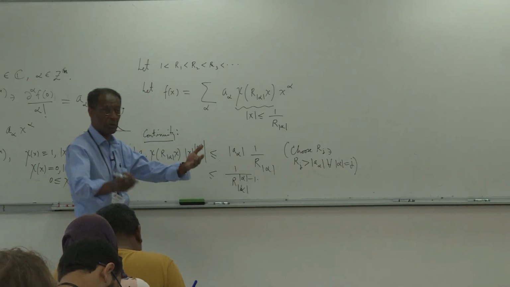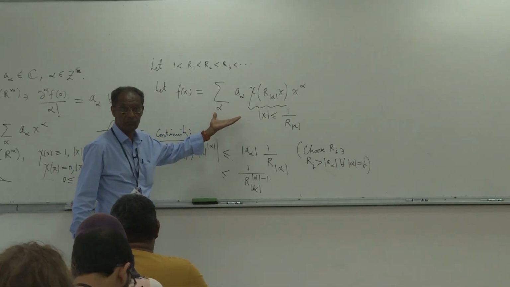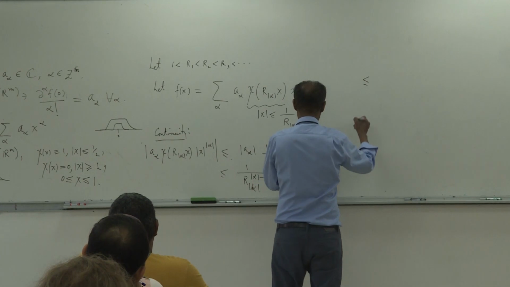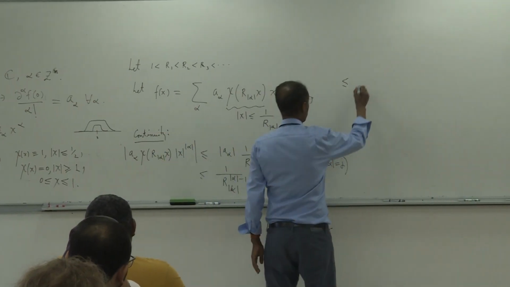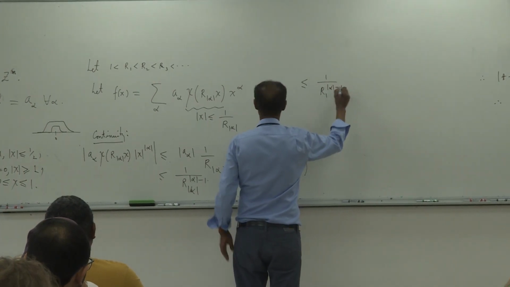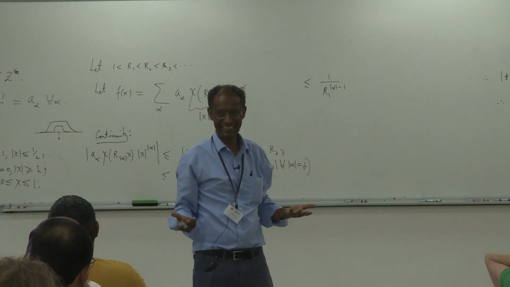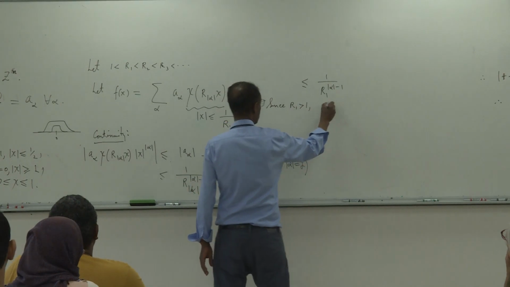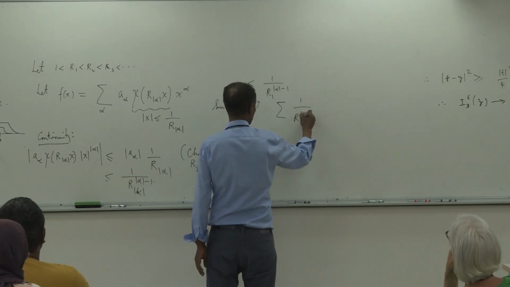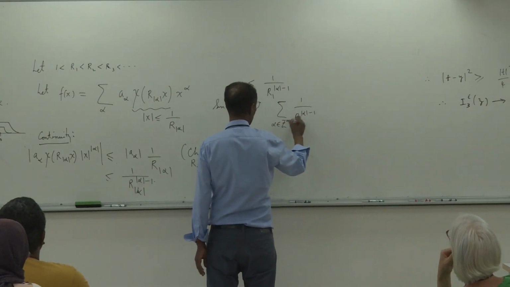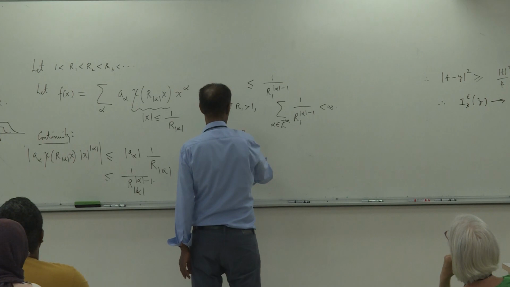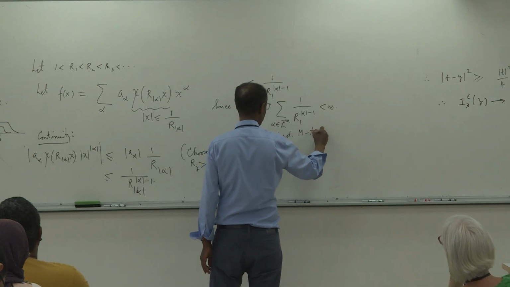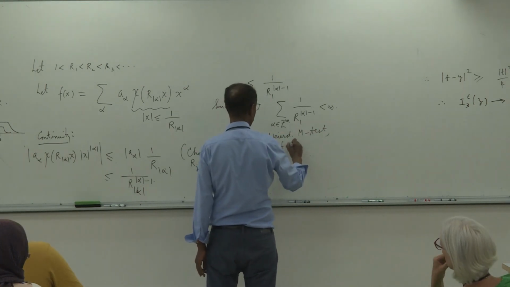Now, if this series converges, the Weierstrass M test tells us that this will be a continuous function, right? That's the Weierstrass M test, okay? And you choose these numbers so that they are increasing. So this will be less than or equal to 1 over r1 to the power of the length of alpha minus 1. Since r1 is bigger than 1, this series over alpha in Z^n converges. So by the Weierstrass M test, f is continuous.